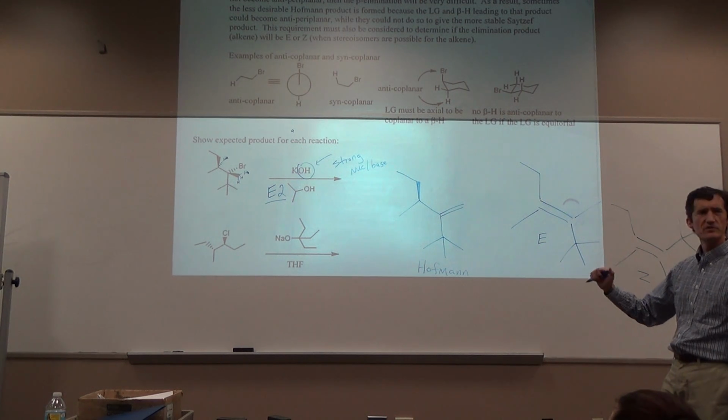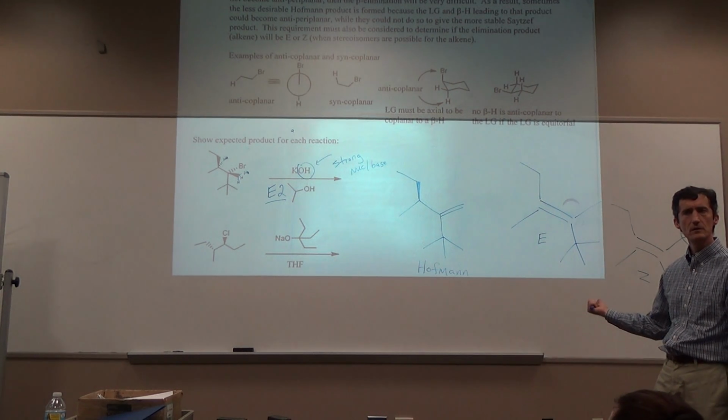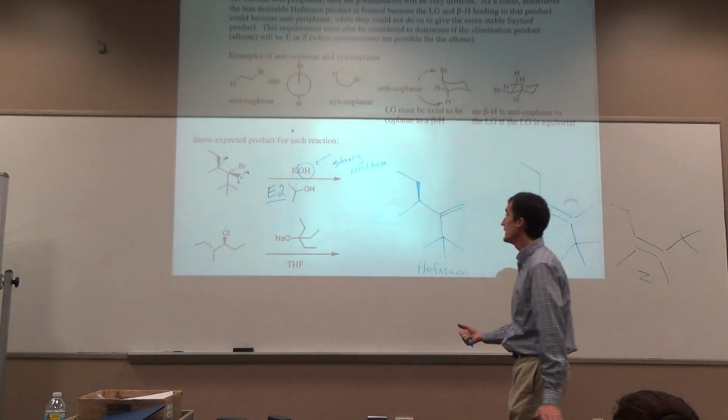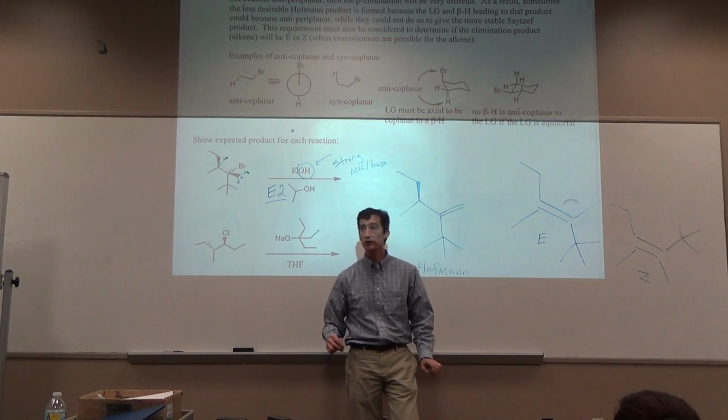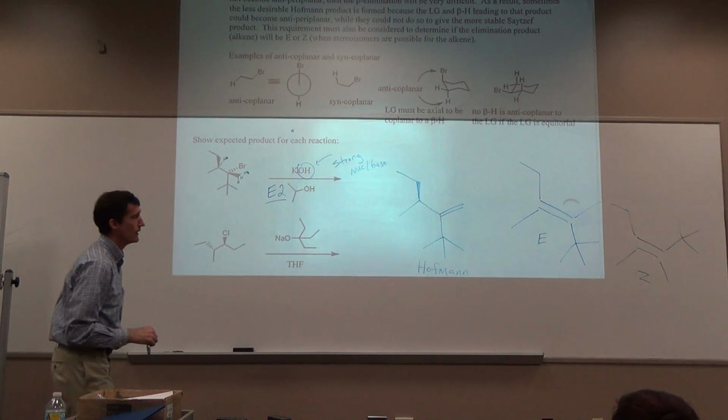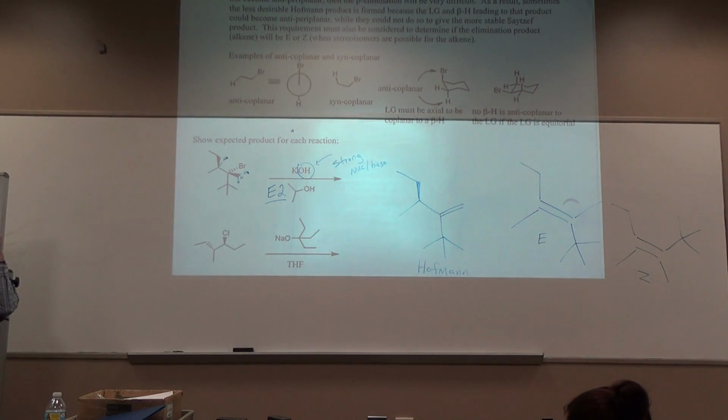We're doing E2. Does E2 give one product always? No. If we were doing E1, it would be that one. We're not doing E1. What are the two things that affect the E2 outcome? Size of the base. Well, it has to be strong. We're doing E2. If it was weak, we'd be doing E1 and we'd have the product already, because with E1 you don't have to think about it. Is the base hindered or not?